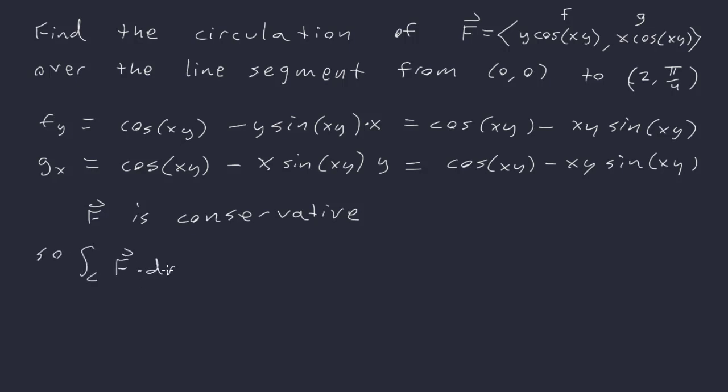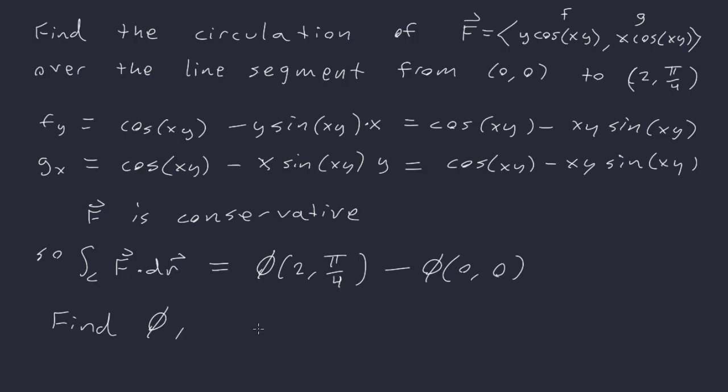So the line integral over C of F dot dr is going to be phi of 2, pi over 4 minus phi of 0, 0. So now we just need to find phi. Okay, so to do so, we start with phi sub x equals little f.